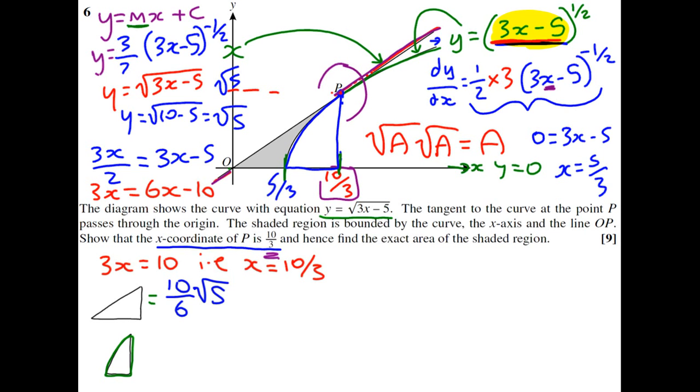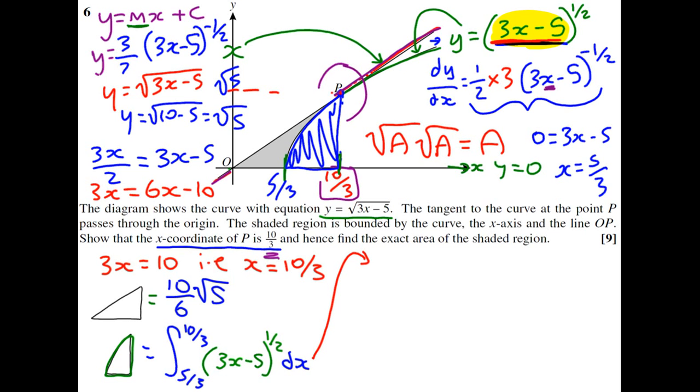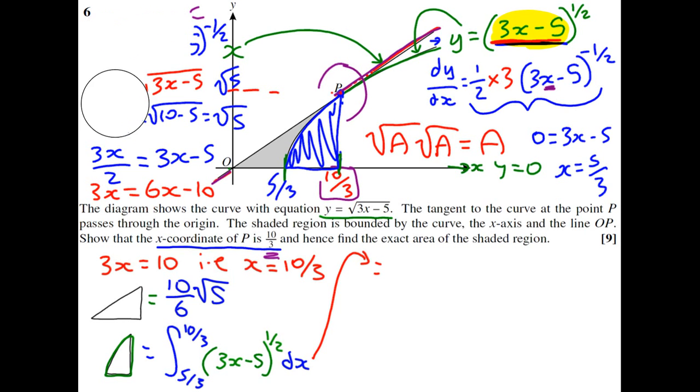Now we can find this curved area by integrating between the two limits, between 10 over 3 and 5 over 3. And we're integrating the curve, remember, which is 3x minus 5 to the power of a half with respect to x. Okay, go up here with the working out, because there might be quite a bit. So we integrate this using integration by recognition. So I'm going to show you this at the top of the screen up here.